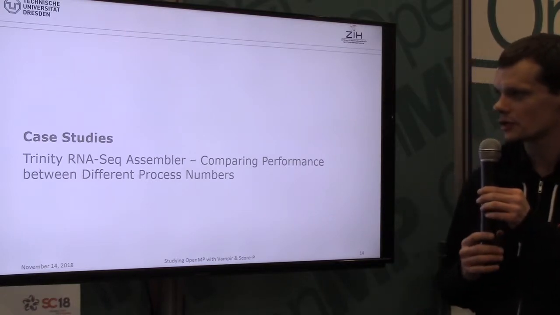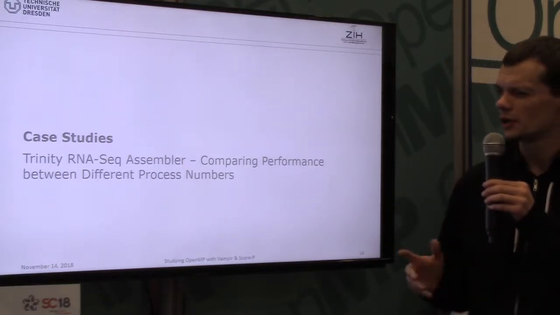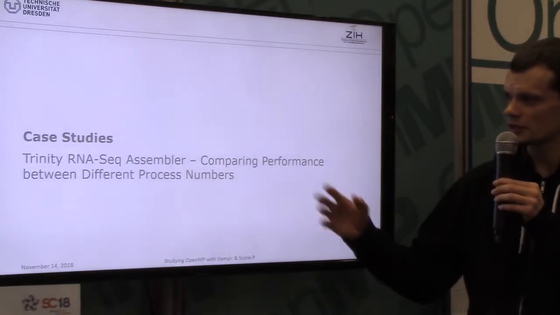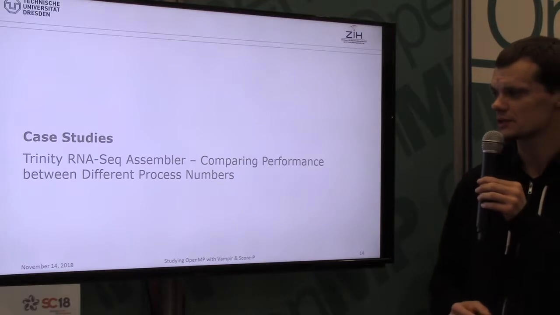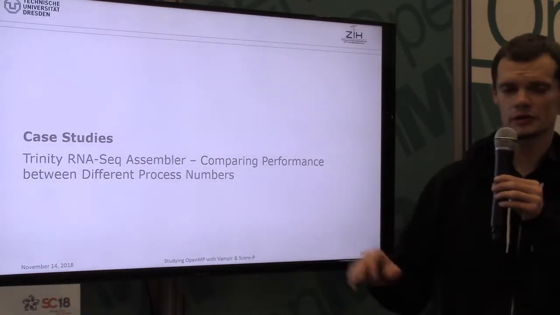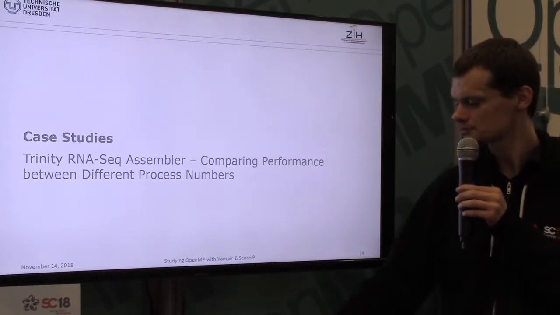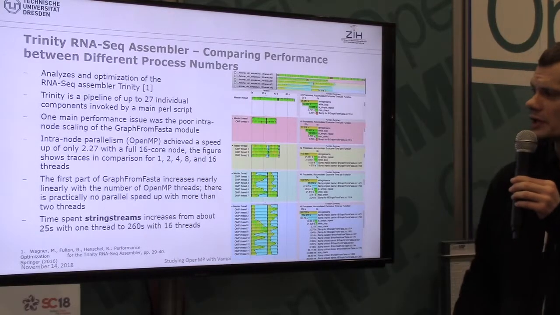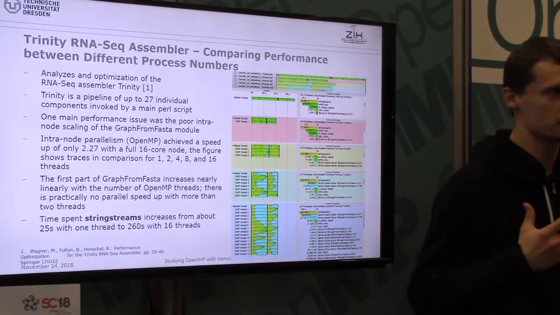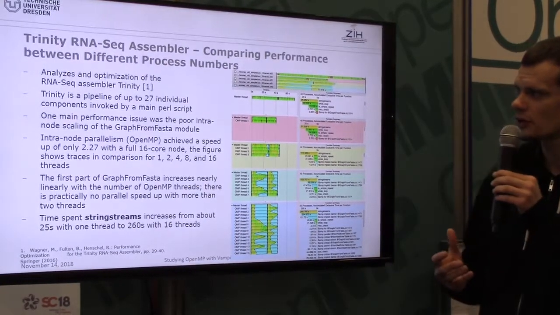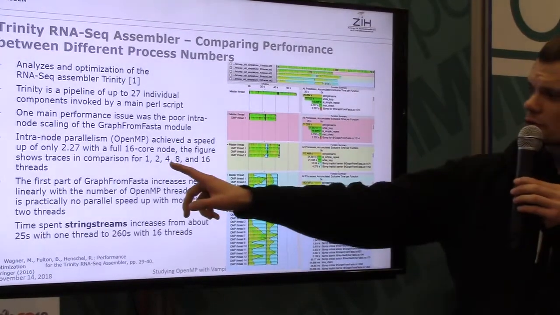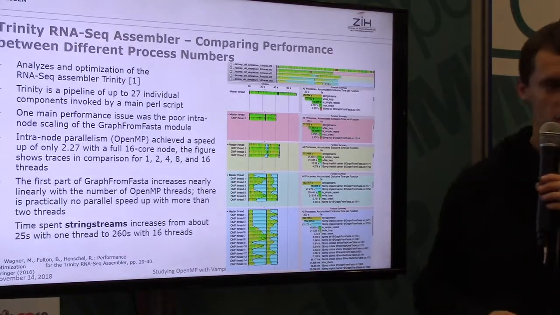And at the end of my talk, I want to show you a real-world example where we had the Trinity code, an RNA sequencer, and we tried here to compare the performance on different numbers of processes. So the idea here was we have this already existing code, and we did a performance analysis on this code, and we ran this code with 1, 2, 4, 8, and even 16 threads.